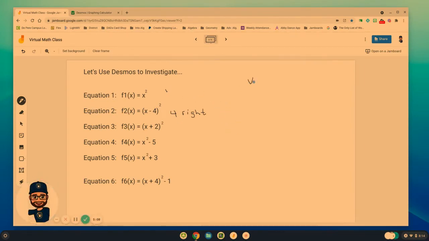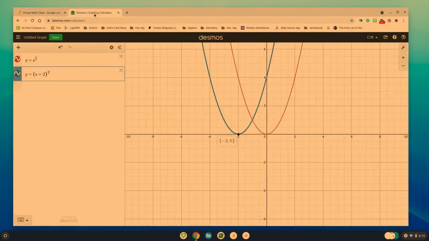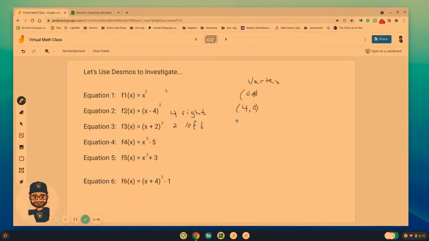let's make a column. Vertex. Our normal vertex for x squared is the point (0, 0). When we put subtracting 4 on the inside, it moved it 4 to the right, or (4, 0) was our vertex. So (0, 0) to (4, 0). Now it went 2 to the left. Right? By adding 2, let's go back to the graph, it went 2 to the left, and the vertex is at (-2, 0). (-2, 0).